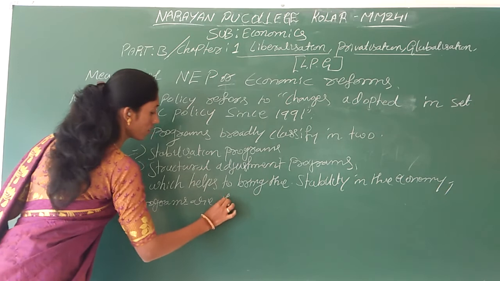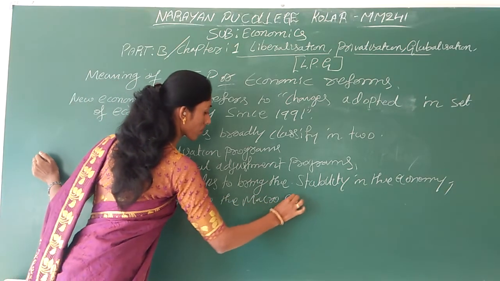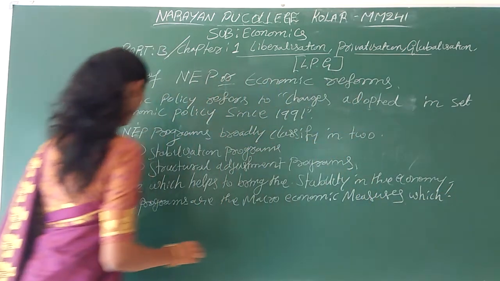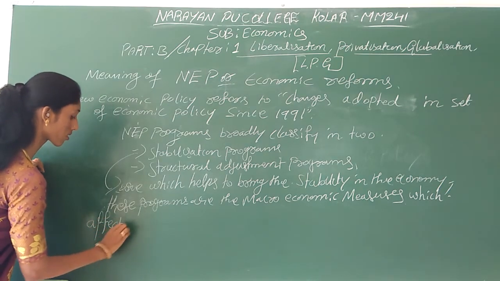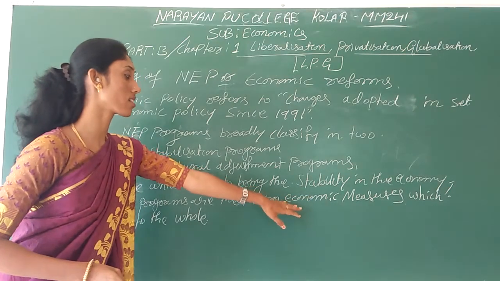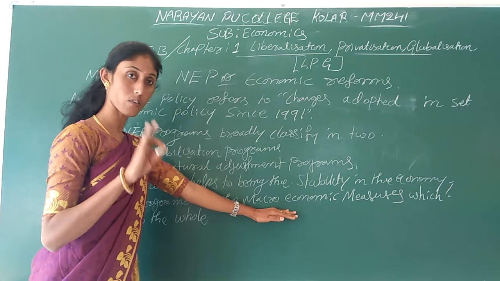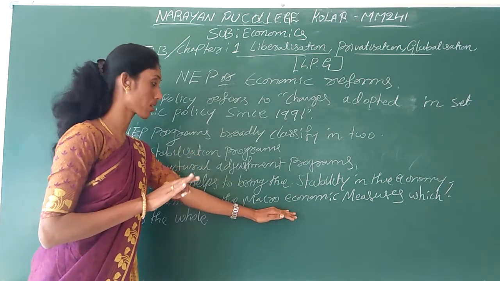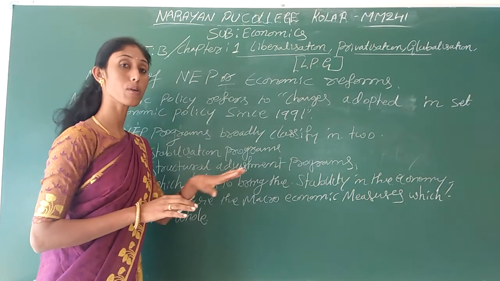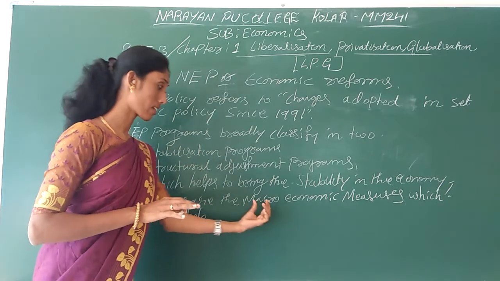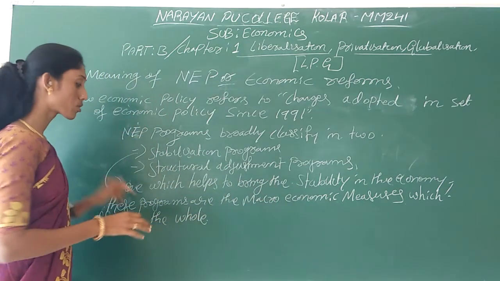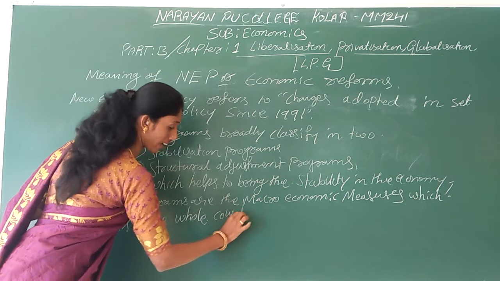these programs are the macroeconomic measures which affect the whole, means complete, economy. Macro means it applies to the entire country, not any one particular individual or any one particular institution. Whatever programs we have adopted in a stabilization program will be applicable to the whole country or the economy of the country. That's why stabilization programs are the macroeconomic measures which affect the whole country or economy.